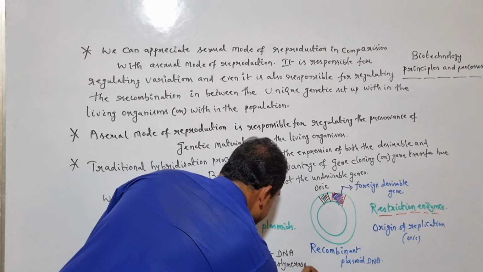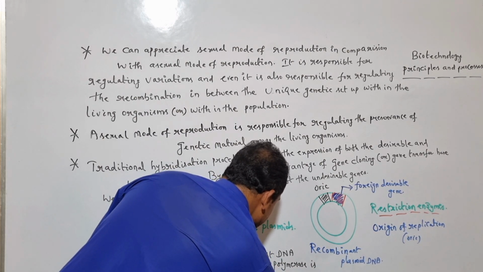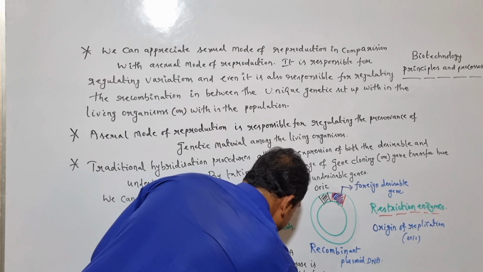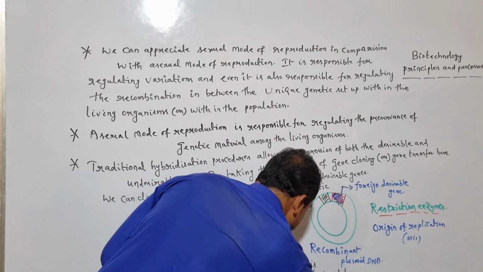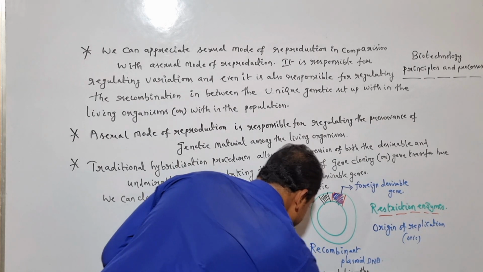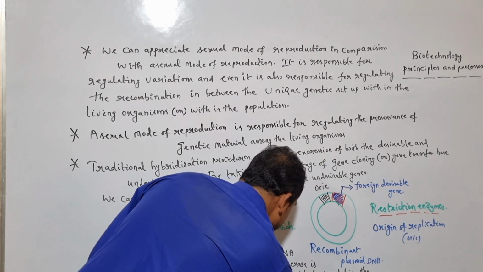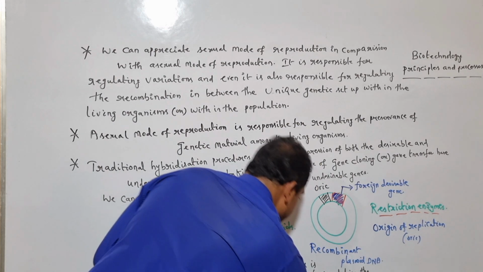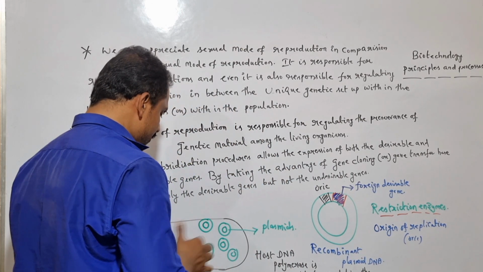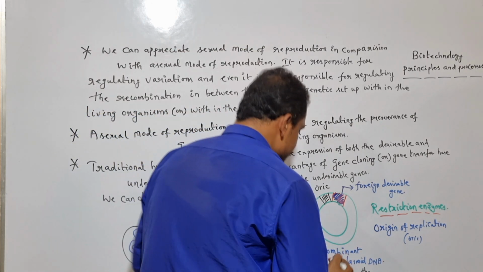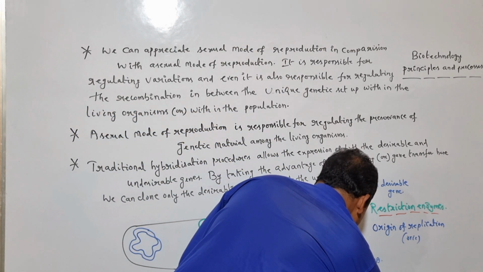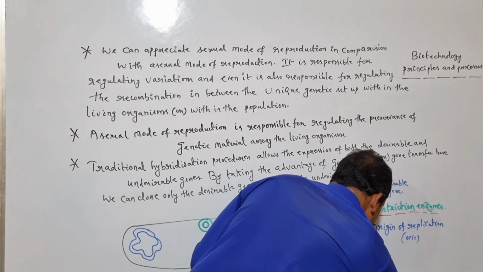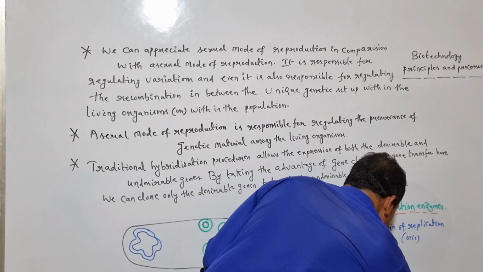Host DNA polymerase is responsible for regulating the expression of genes. And here it is termed as what? Gene cloning, or gene transfer. Gene transfer, right?